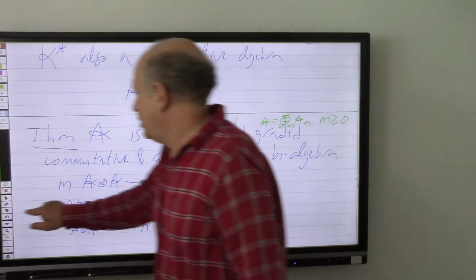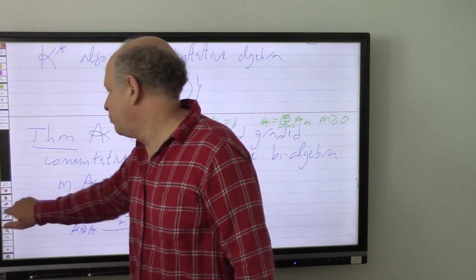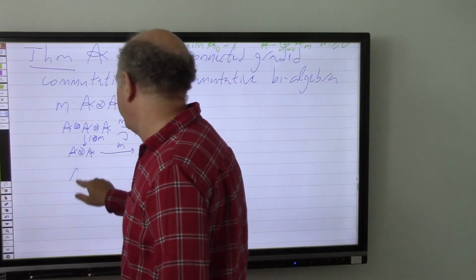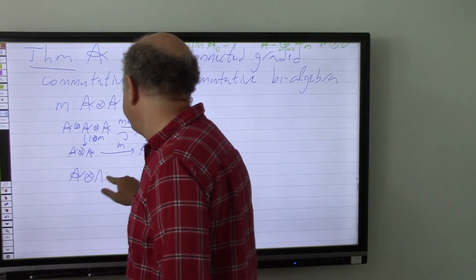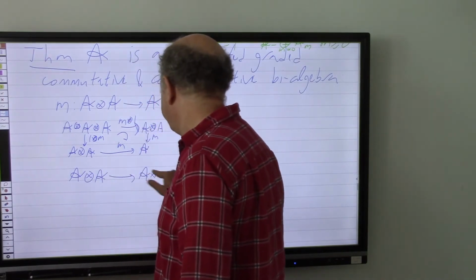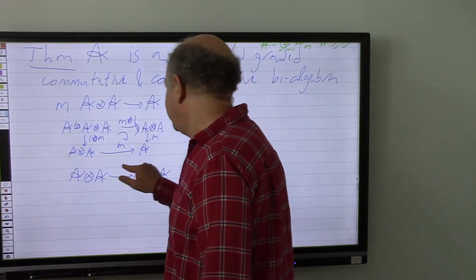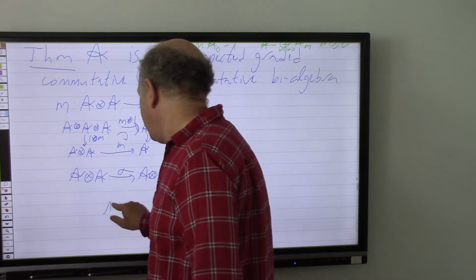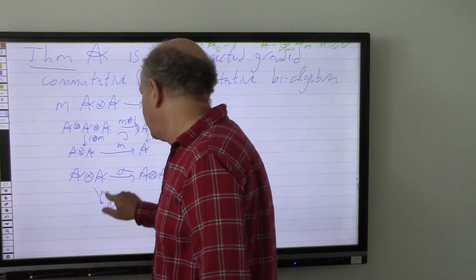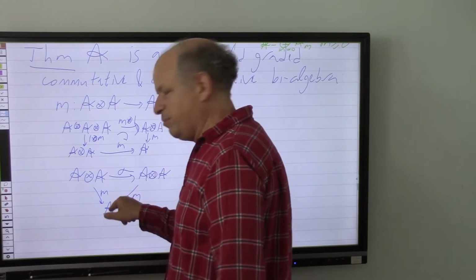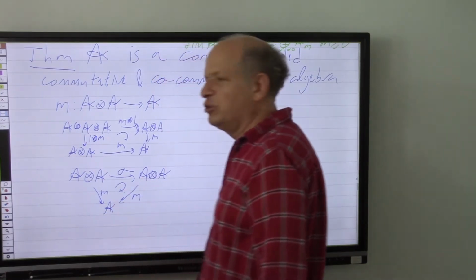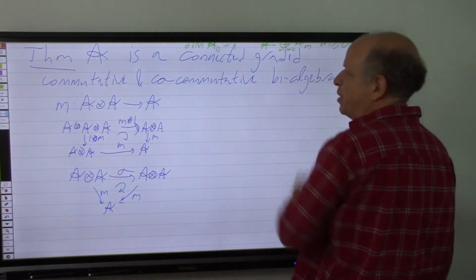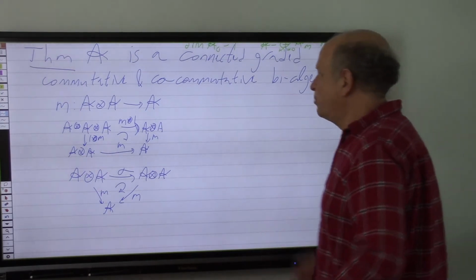And second, that the product is commutative. I'm asserting it is commutative. So this means that if you go from A tensor A to itself via the map that transposes the two factors, the transposition, and then you go to A using the multiplication, this diagram commutes. Okay, so that's the commutative algebra bit, and now the co-algebra bit.